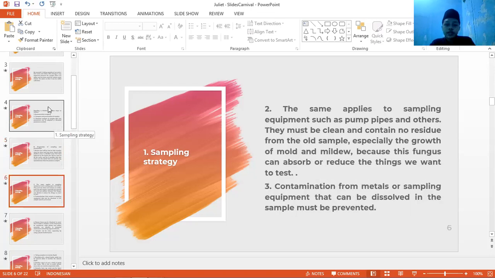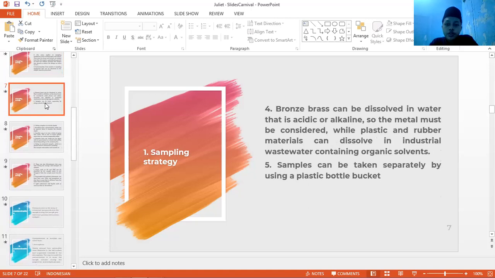2. The same applies to sampling equipment such as pipes and others. They must be clean and contain no residue from the old sample, especially the growth of mold and mildew, because it can absorb or reduce the things we want to test. 3. Contamination from metals of sampling equipment that can be dissolved in the sample must be prevented. 4. Bronze and brass can be dissolved in water that is acidic or alkaline, so the metal must be considered, while plastic and rubber materials can be dissolved in industrial wastewater containing organic solvents. 5. Samples can be taken separately by using a plastic bottle or bucket.